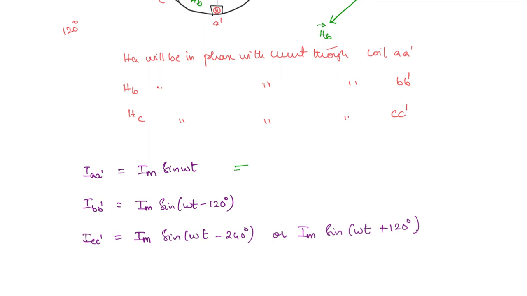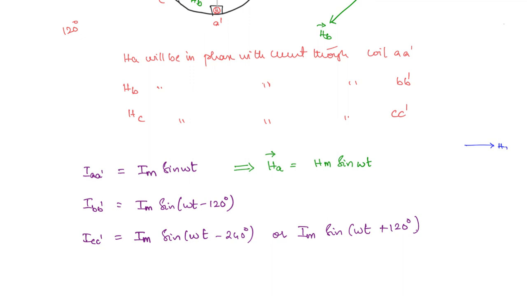So from here you can get HA bar. This will have some magnitude HM. Okay, the magnitude for now is not important to us. It will have some magnitude HM, and the phase is going to be the same as IA dash, which is 0 initial phase. Okay. Now what about the spatial consideration?